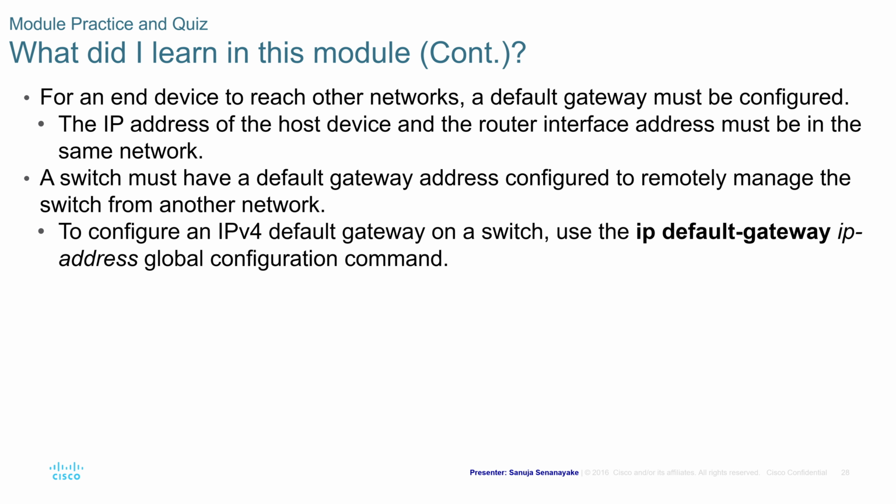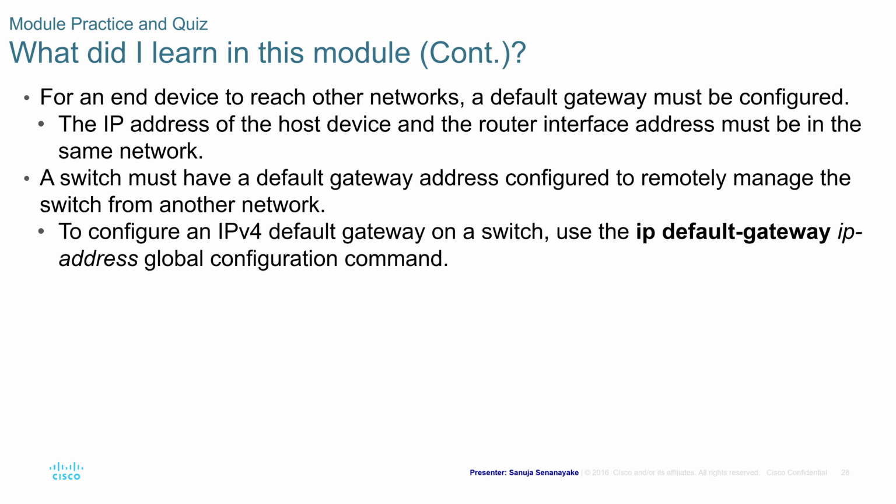The IP address of the host device and the router interface, therefore, must be in the same network. Remember, I described how if PC1 is connected to port 1 of that router, PC1 and port 1 must have the same subnet mask, and should be in the same subnet network in order to communicate properly. So the IP address of the host device, in this case PC1, and the router interface address must be in the same network.